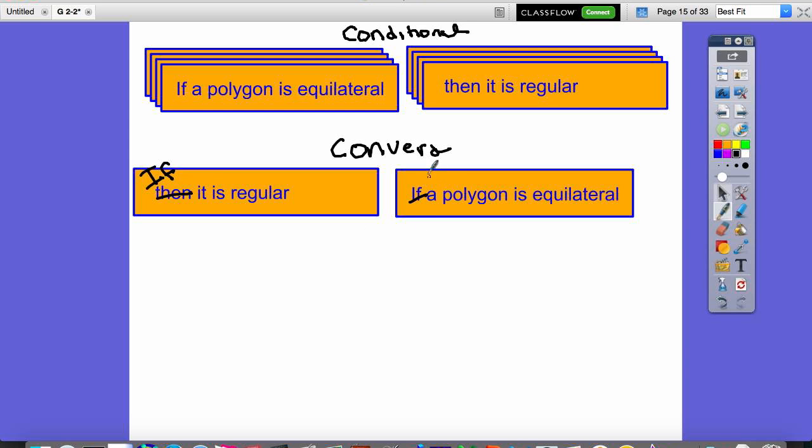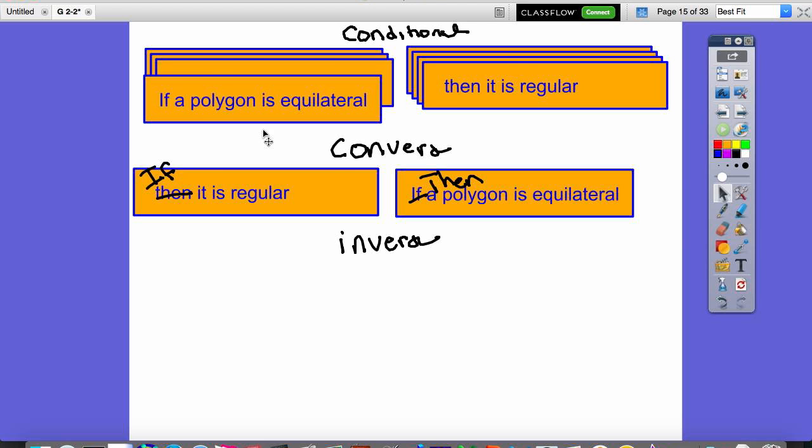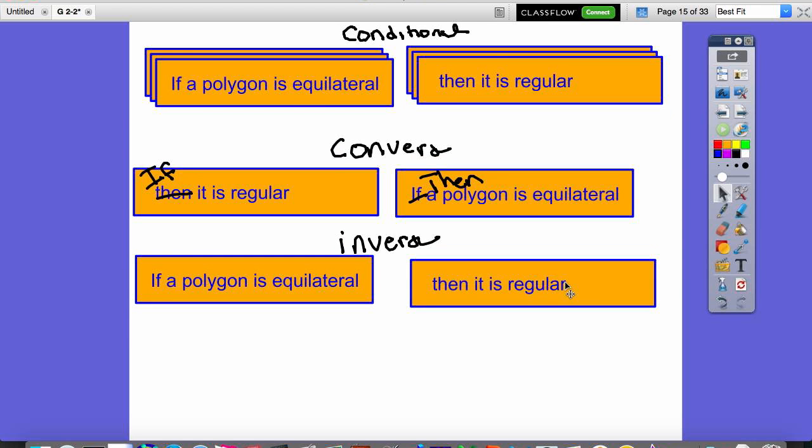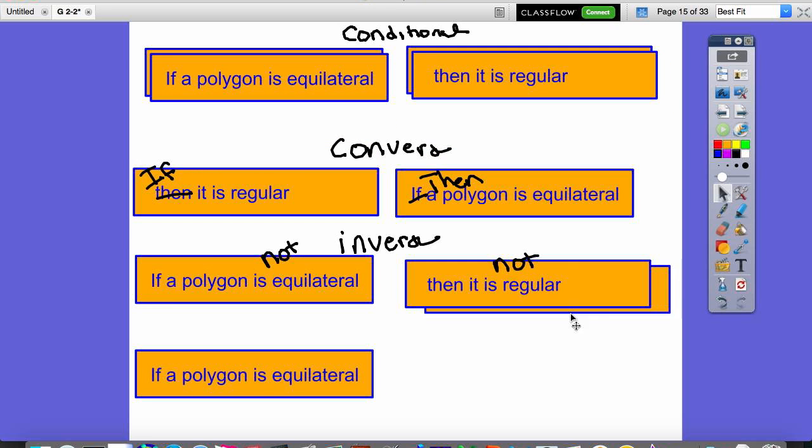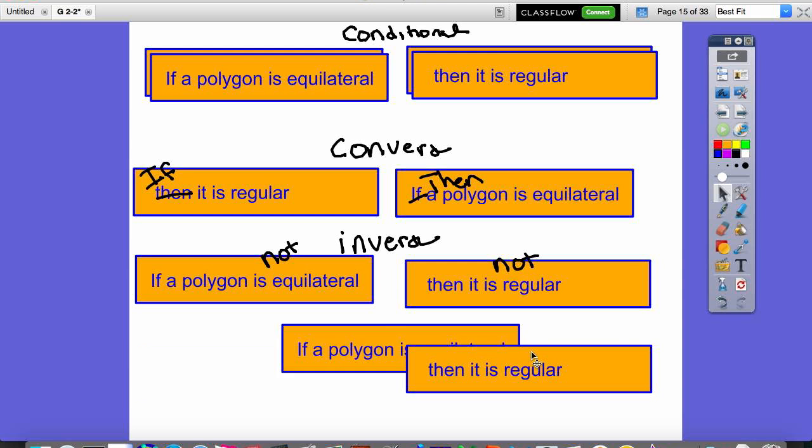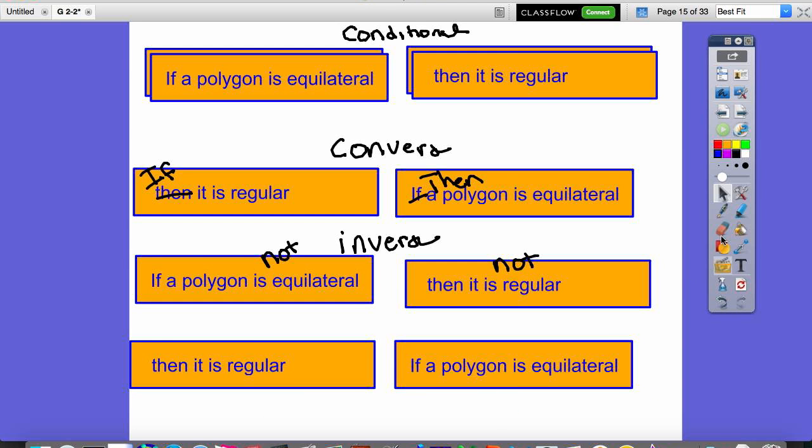If it's regular, then it is equilateral. The inverse would be, if a polygon is not equilateral, then it is not regular. And the contrapositive, putting these in the wrong order, if a polygon is not regular, then it is not equilateral.